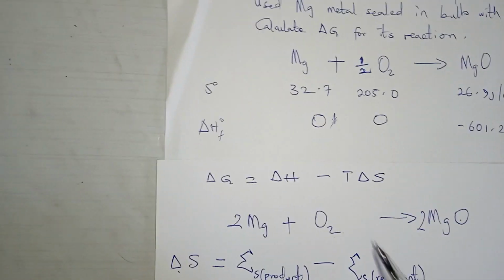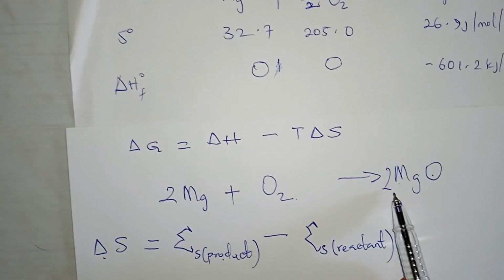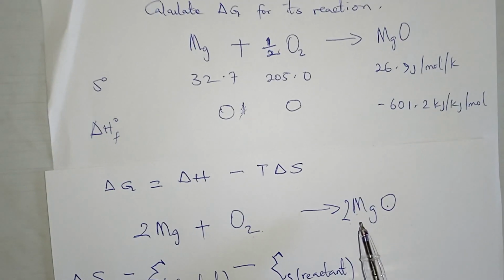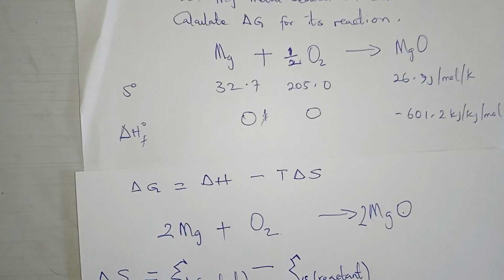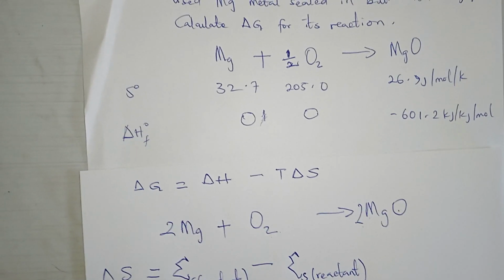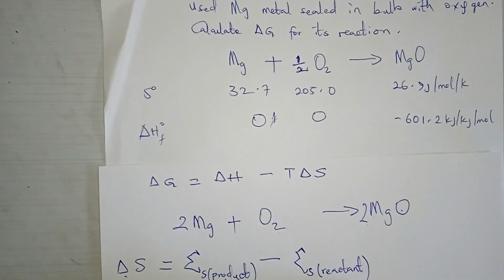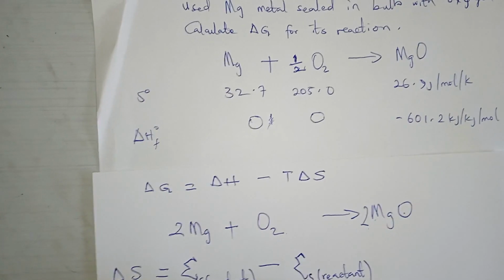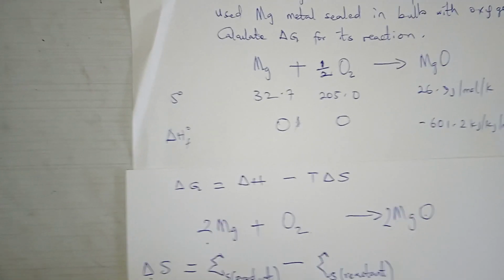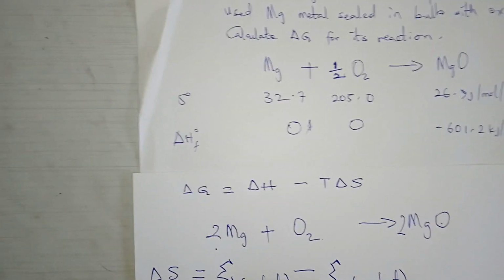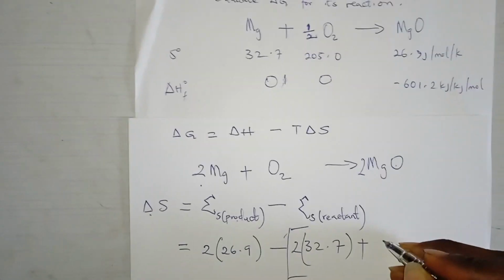Now let's put what we have on the product part. I have 26.9, and notice that when we balance the reaction, it's carrying 2, so the compound is 2 MgO, which means 2 times 26.9 joule per mole Kelvin, minus, on the reactant part, the entropy first is 32.7, but notice that with the balancing, the magnesium is now carrying 2, so 2 times that, plus oxygen balanced is just one of it that is here, that is the mole.